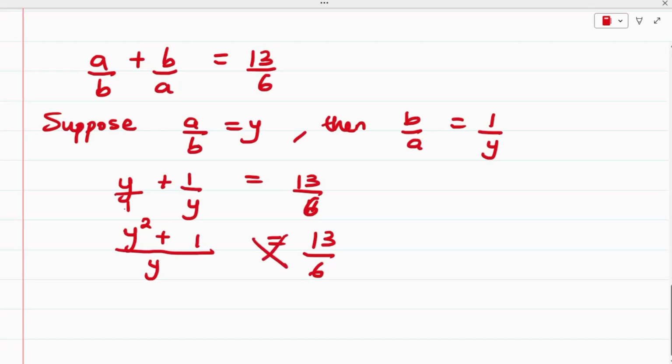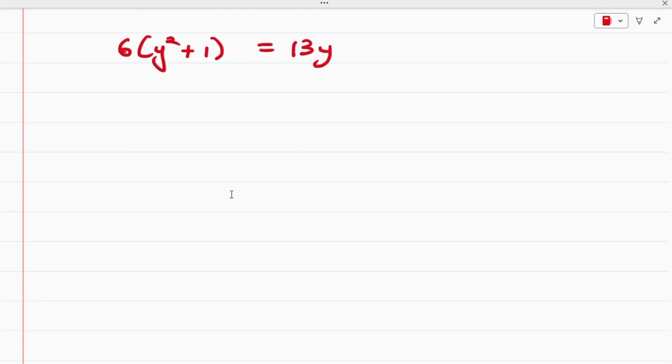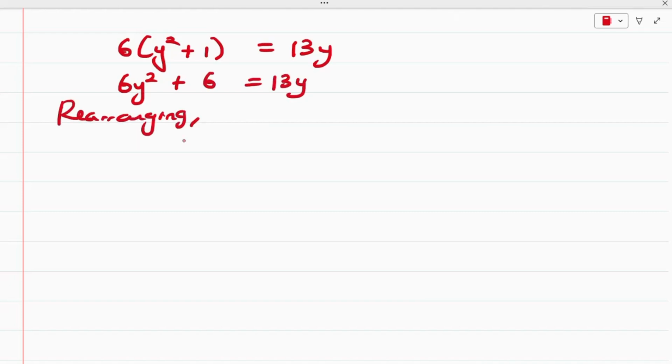So from here we easily cross multiply. If we cross multiply, we have 6 multiply y squared plus 1 is equals to 13y. So we have 6 times y squared will give us 6y squared plus 6 times 1 is 6, which is equals to 13y. Rearranging this, we're going to have this equation to be 6y squared minus 13y plus 6, and this is equals to 0.